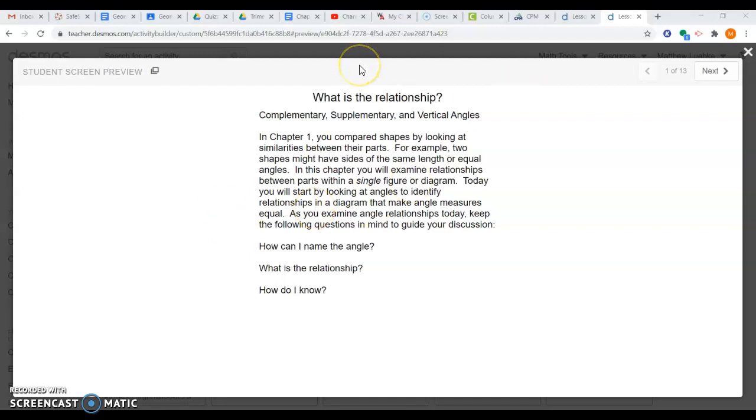Okay, first lesson here in chapter 2, starting with lesson 2.1.1, and we're going to start looking at angle relationships. And the first few angle relationships we're looking at are complementary, supplementary, and vertical angles. As we work through the lesson, we should learn all three of those meanings.